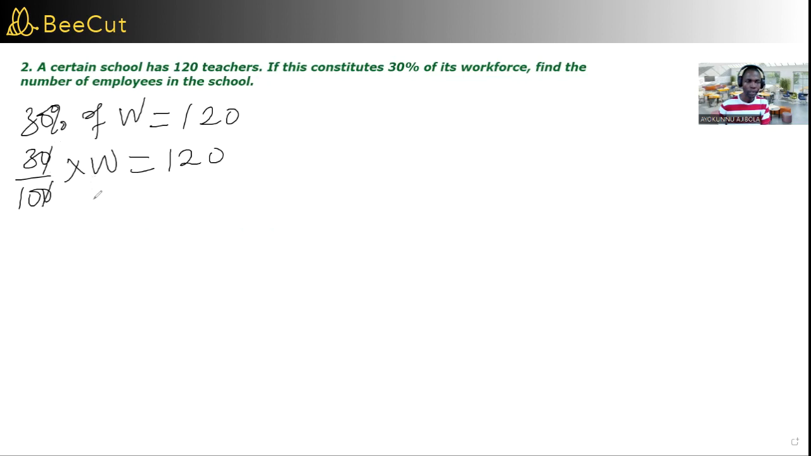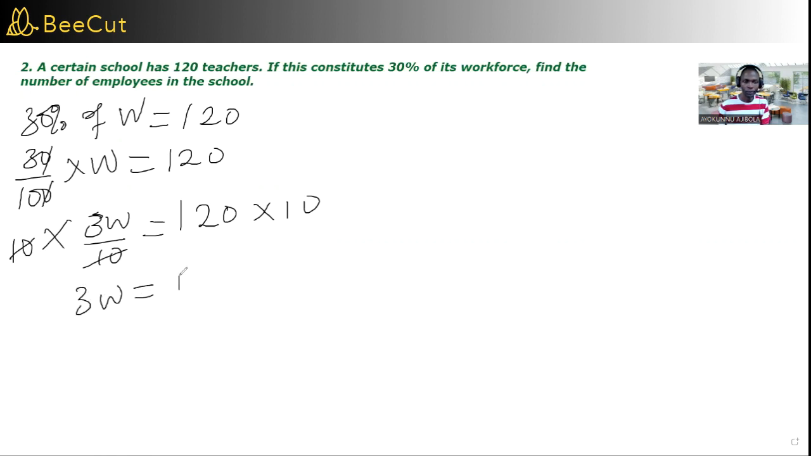A zero cuts down a zero here. 3W over 10 equals 120. Then you can cross multiply, or if I don't want to cross multiply, I can use other means, especially multiply both sides by 10 because of the 10 downwards here. Multiply by 10, this 10 cancels this 10, remain 3W. 3W equals 120 times 10.